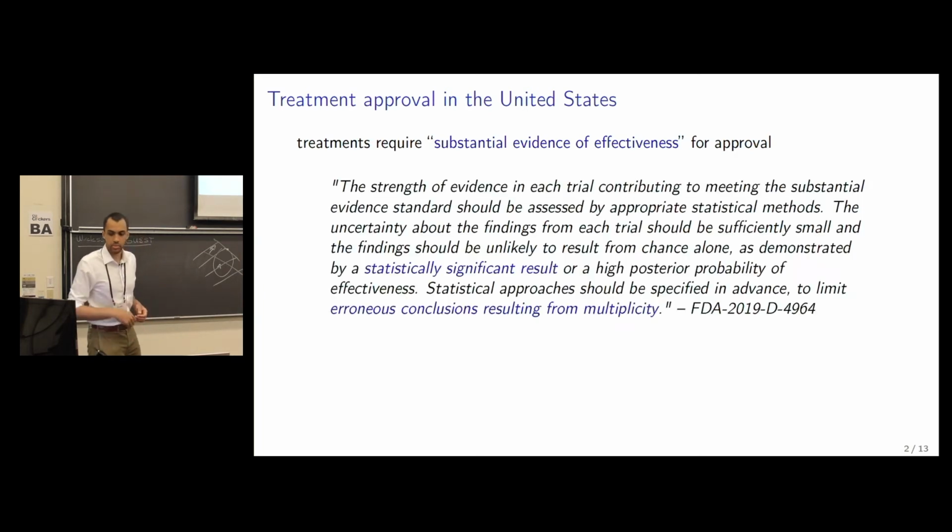Well, let's look at some draft guidance from the Food and Drug Administration clarifying this standard, which says that the strength of evidence in each clinical trial contributing to meeting the substantial evidence standard should be assessed by appropriate statistical methods. The uncertainty about the findings from each trial should be sufficiently small, and the findings should be unlikely to result from chance alone, as demonstrated by a statistically significant result or a high posterior probability of effectiveness. Statistical approaches should be specified in advance to limit erroneous conclusions stemming from multiplicity.